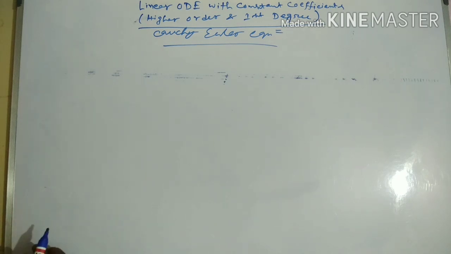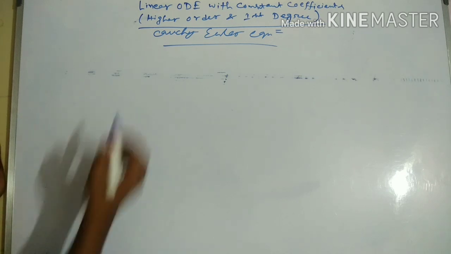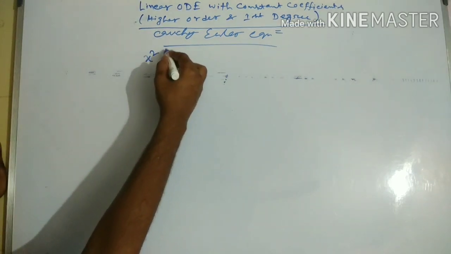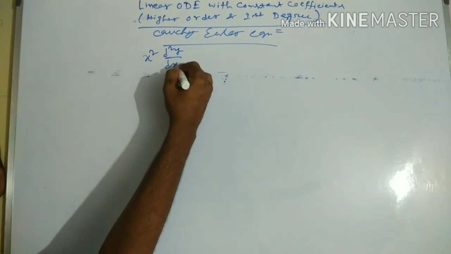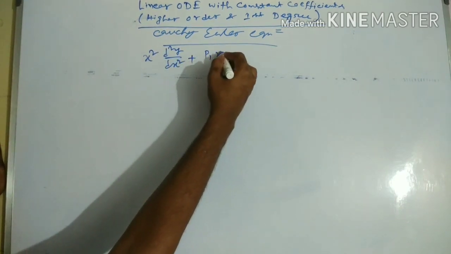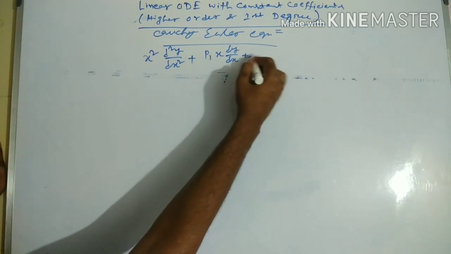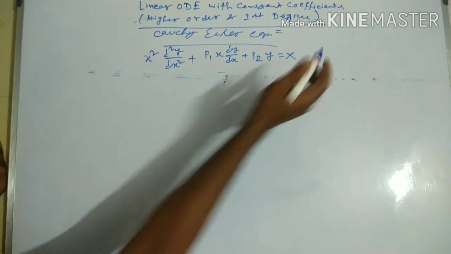Okay, so in this chapter, mainly we have to know the general form of the Cauchy Euler equation, and how the Cauchy Euler equation can be reduced to a linear ODE with constant coefficients. The general form of the Cauchy Euler equation is x square d square y dx square plus p1 x dy dx plus p2 y equal to capital X.